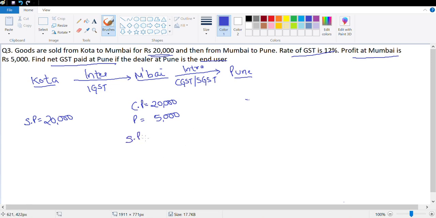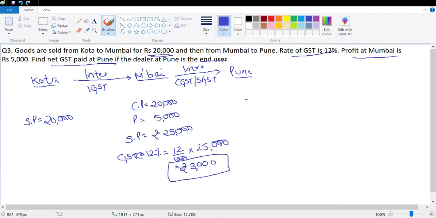So selling price at Mumbai will be equal to 25,000 rupees and GST at the rate of 12% would be equal to 12 upon 100 into 25,000, which is equal to 25 into 12, that's 300 with a 0, so that's rupees 3,000. So input GST for Pune person is rupees 3,000 and output GST for Mumbai person is 3,000. Therefore, net GST payable at Pune is equal to rupees 3,000.